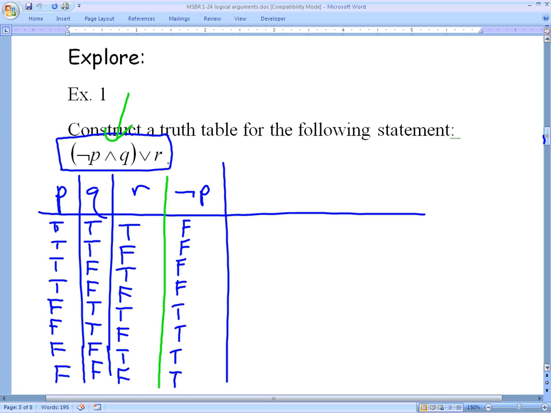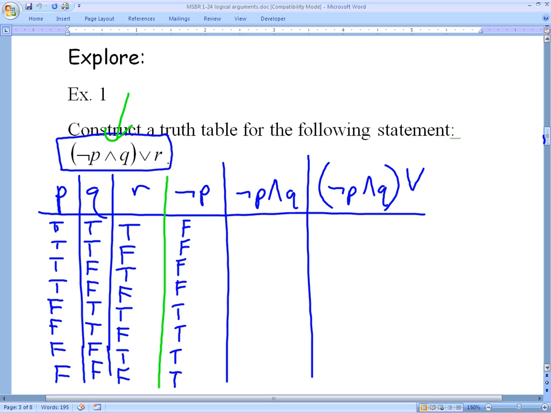And now I should be able to compare that not P with Q, which was everything inside those parentheses that the green arrow is pointing to. And then if I want to just finish off my table here, once I have all of that, these parentheses, the not P and Q, I'll be able to compare that column using OR with R. So the setup here, I'm already done with most of the table.